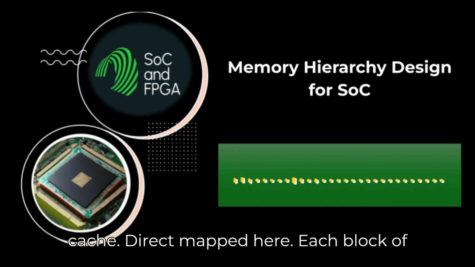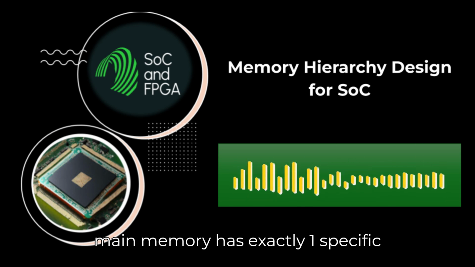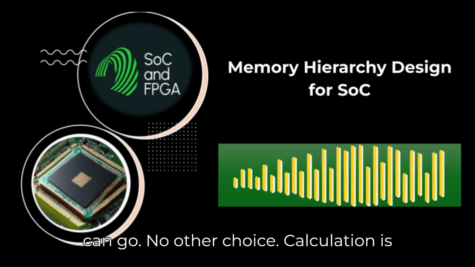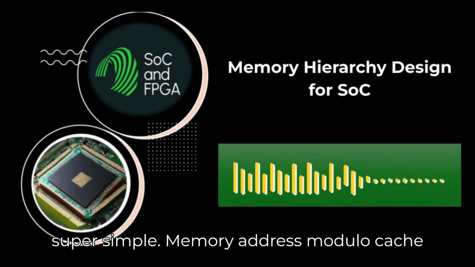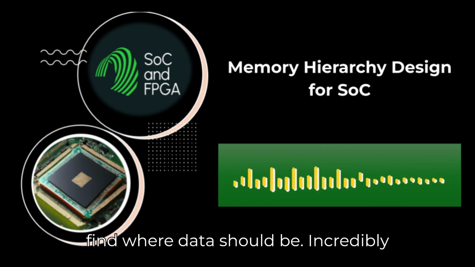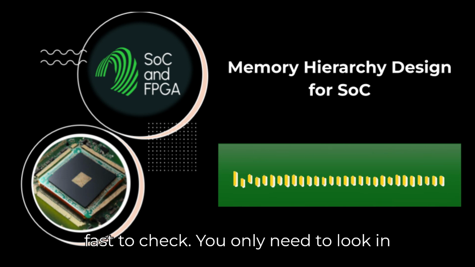Direct mapped. Here, each block of main memory has exactly one specific predetermined line in the cache where it can go. No other choice. Calculation is super simple. Memory address modulo cache size tells you the line. So very easy to find where data should be. Incredibly fast to check. You only need to look in one spot.